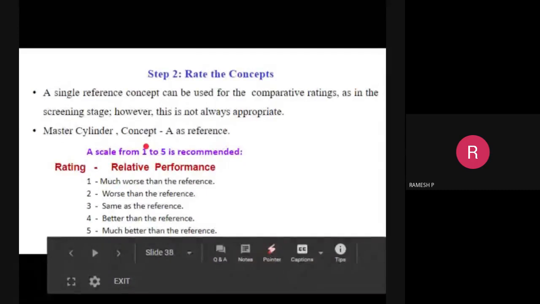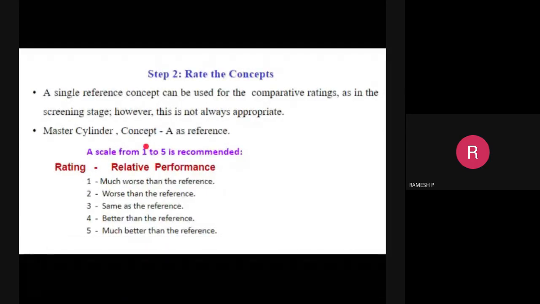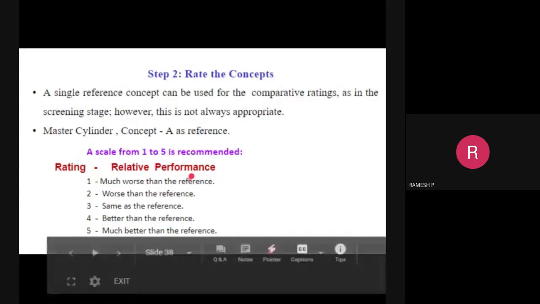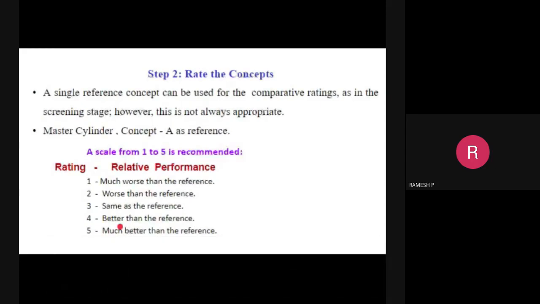As in the screening stage, the team must focus its discussion by rating all of the concepts with respect to every single selection criterion at a time. Here we have seen 0 is neutral, plus is positive, that is better than, and minus is worse than the reference concept. Here relative importance or ratings can be provided as 1, 2, 3, 4, 5. This is the standardized scale. 1 is much worse than the reference, 2 is worse than the reference, 3 is the same as the reference, neutral, 4 is better than the reference, 5 is much better than the reference. Instead of rating in 3 different aspects, positive, negative and neutral, we take 1 neutral, 2 positive and 2 negative aspects for the rating scale in the concept scoring matrix.